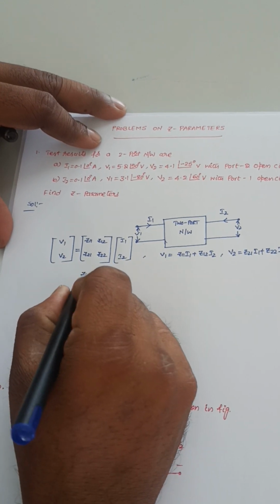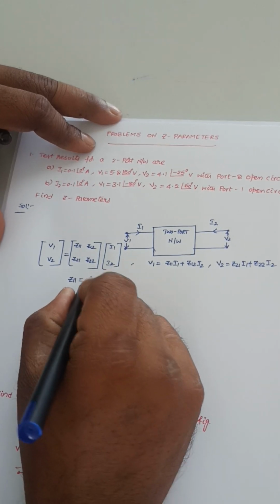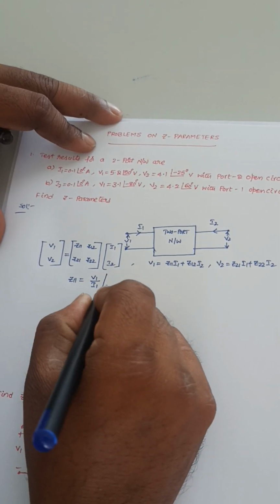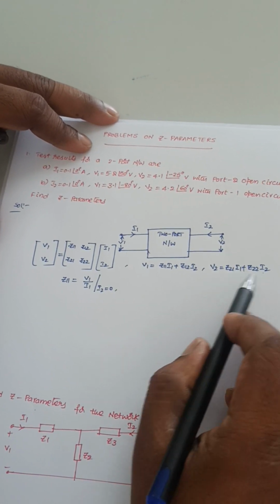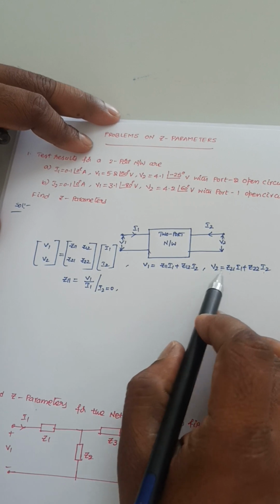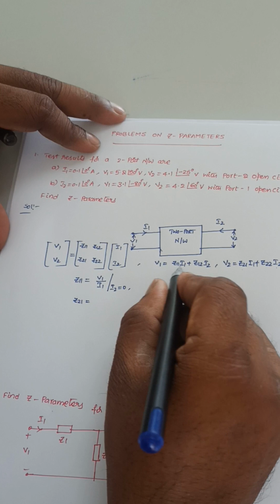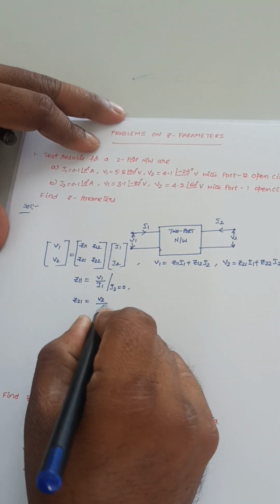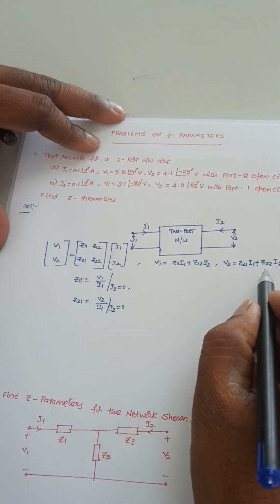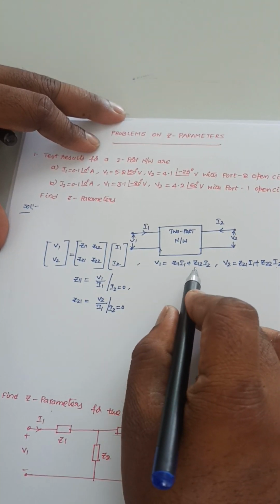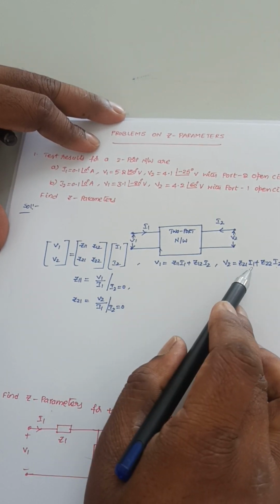Z11 can be obtained by making I2 equal to 0. So Z11 is V1 divided by I1 at I2 equal to 0. And if I2 is equal to 0, I can also get the value of Z21 from this. Z21 is V2 divided by I1 at I2 equal to 0. Now if I want to find Z12 and Z22, I need to make I1 equal to 0 here.